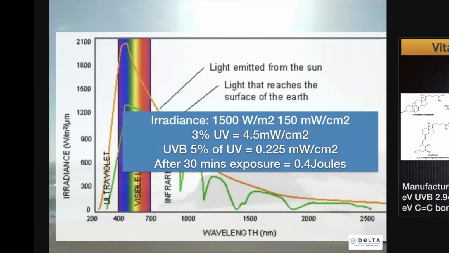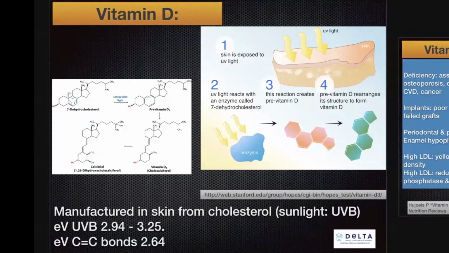And an even smaller percentage of that is in UVB. UVB is only about 5% of the ultraviolet, and so the amount of UVB present is remarkably small. Yet its biologic importance is tremendous. Look at this: without UVB, you can't form vitamin D in your skin.